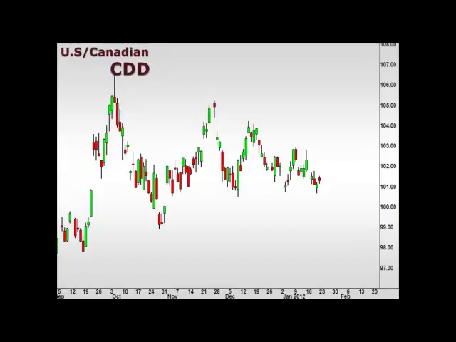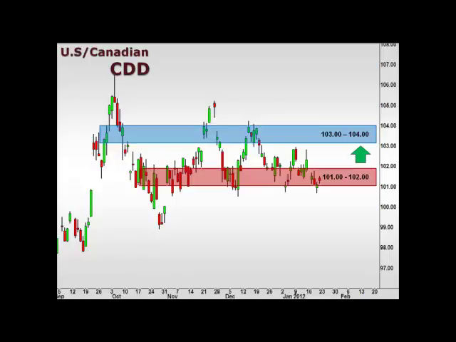Next up, the CDD, the US dollar versus the Canadian dollar. Well, the CDD continues to respect the sideways triangle we identified last week, denoting some indecisiveness. The 101 level is being pressured to hold as support, however, and the 103-104 focal zone still remains an important overhead resistance.